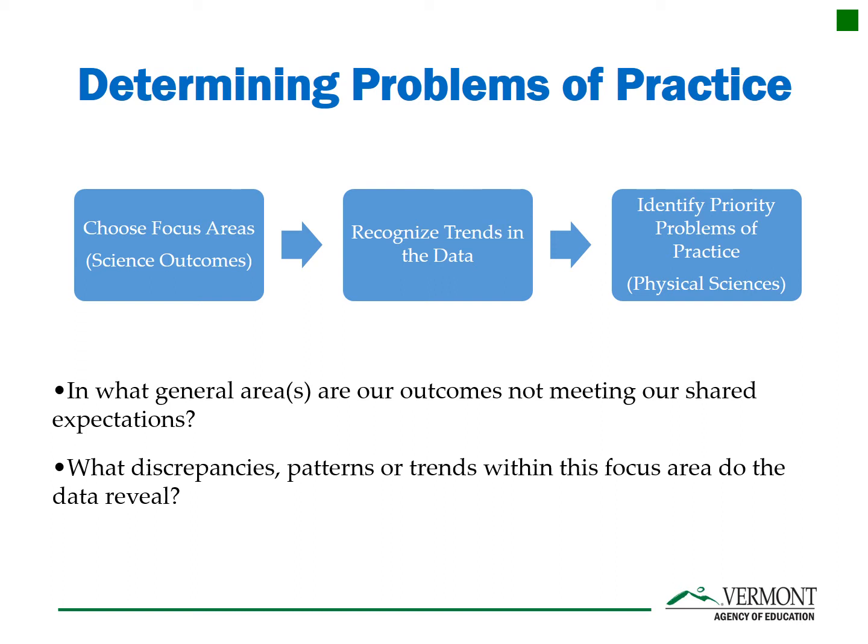When sufficient data has been collected, observations made, and inferences drawn, a problem of practice within the focus area is identified. In the case of our science outcomes focus, let's say that scores in the discipline of physical sciences have been noticeably lower than in other areas.